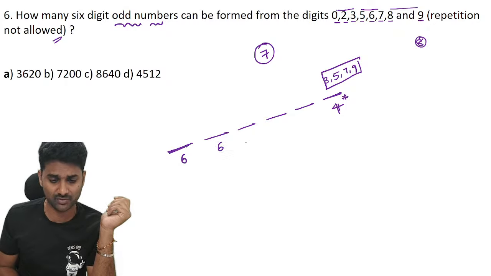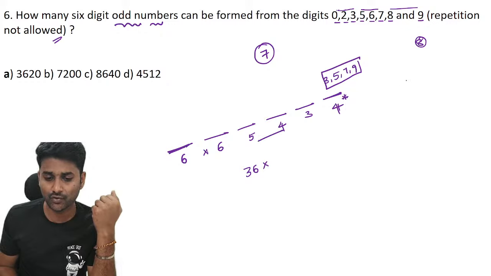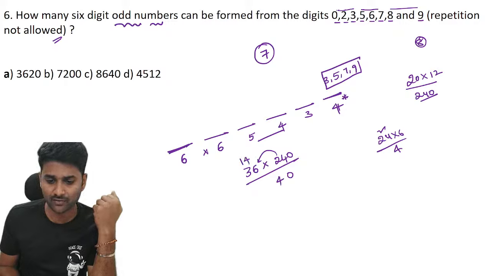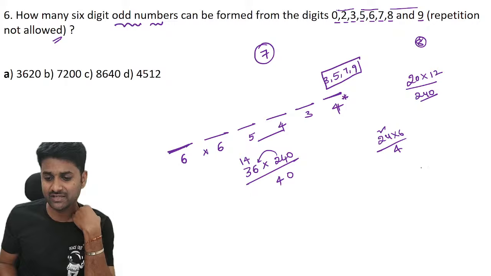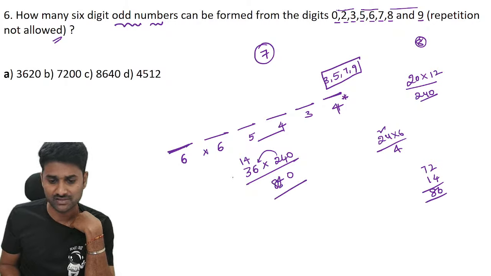Again 6 different possibilities, and that number should not repeat in other positions: 5, 4 and 3. Now 6 into 6 is 36. Again 5 into 4 is 20. 4 into 3 is 12. 12 into 2 is 24, and 24 into 6 is 144, and 24 into 3 is 72. 72 plus 14 is 86. So the answer is 8640.